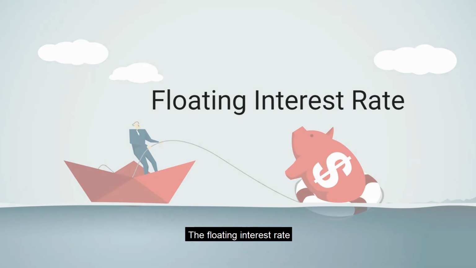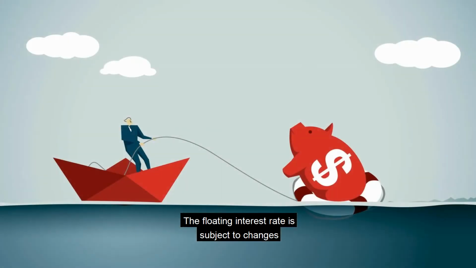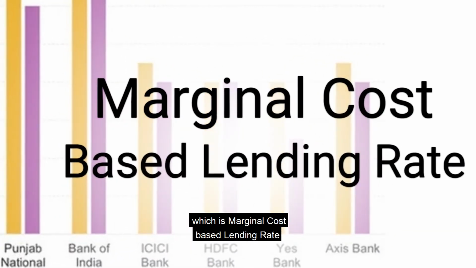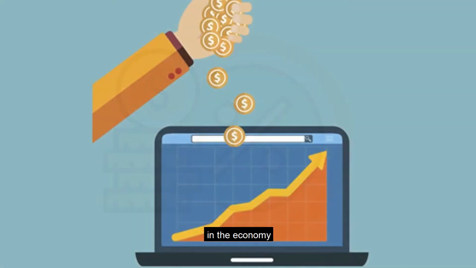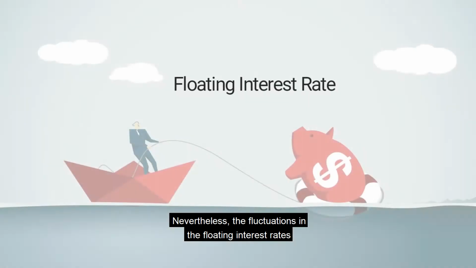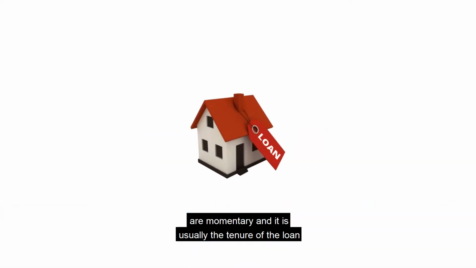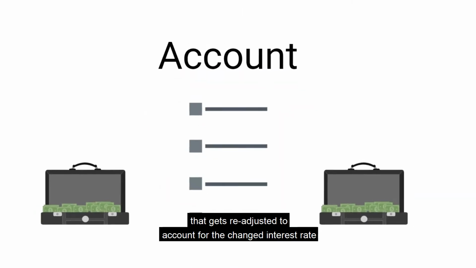The floating interest rate, unlike the fixed interest rate, fluctuates according to the market condition. The floating interest rate is subject to changes in the MCLR, which is marginal cost based lending rate, which in turn depends on the interest scenario in the economy. Nevertheless, the fluctuations in the floating interest rates are momentary, and it is usually the tenure of the loan that gets readjusted to account for the changed interest rate.